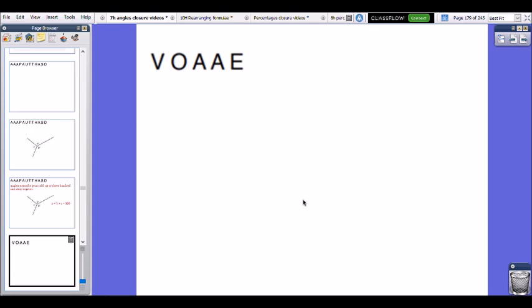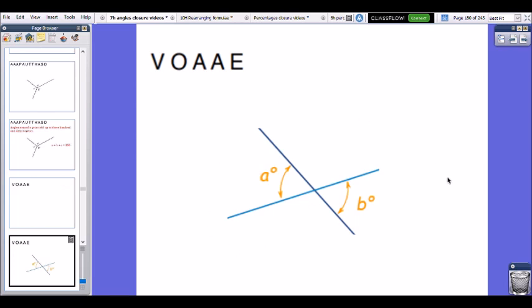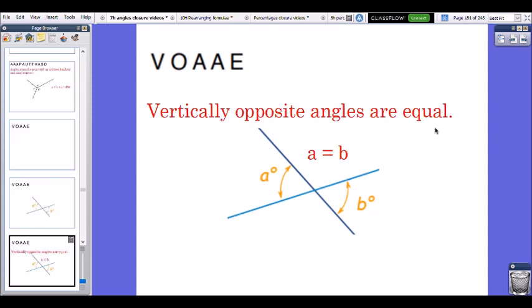Last one, so VOAAE. What could this represent? So as a clue, have a look at this diagram. Okay, so what I was looking for was vertically opposite angles are equal. So if you have two straight lines intersecting each other, so with angle A and angle B here, these two angles will always be perfectly equal. So I can say A equals B.